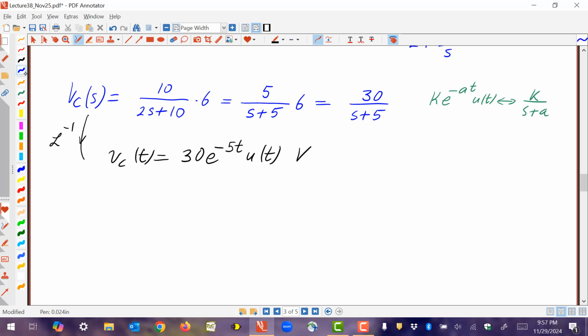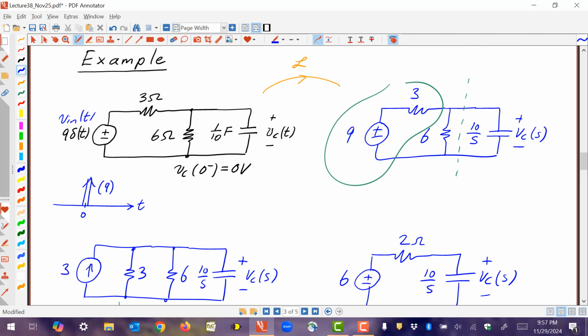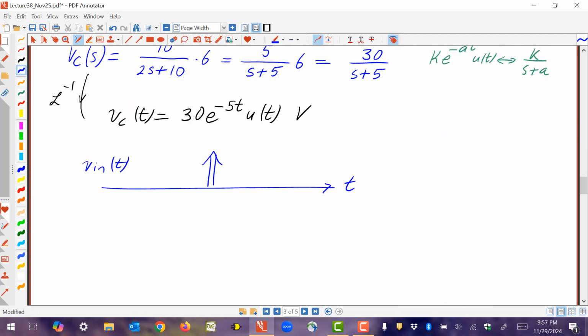So anyway, the input looks like this, right? Remember, V in of T was actually 9 delta T in the original problem. So this is going to have an area of 9, like this. Sorry, just rewrite that in the right way. So this is going to be 9, and this is times 0. And then the time function for V out, so this is V out of T, is going to look like this, right? It's going to jump. So this is your 30 volts.